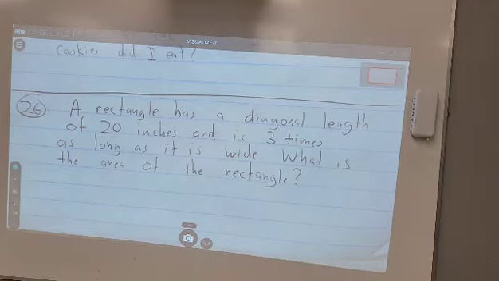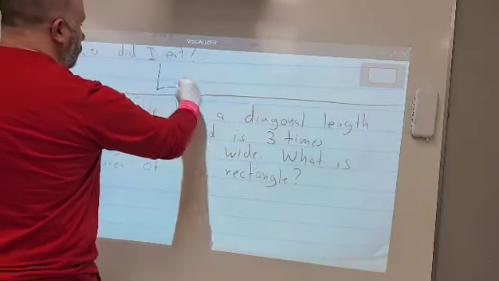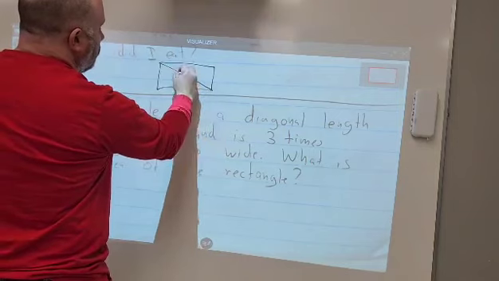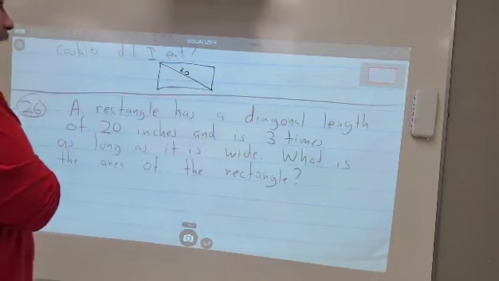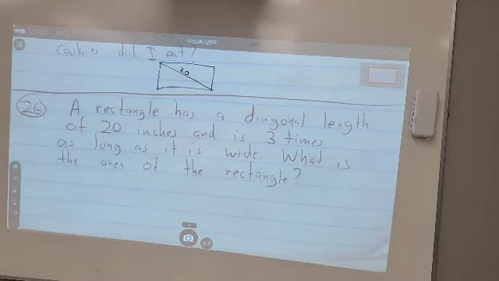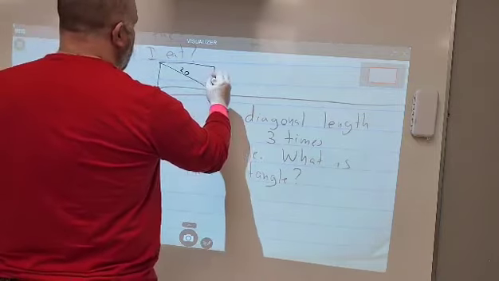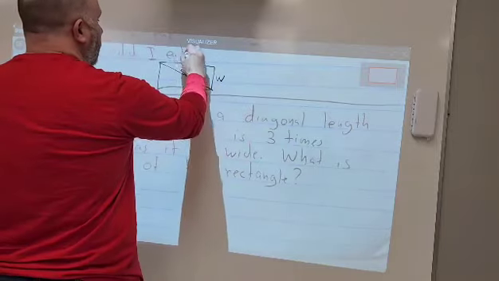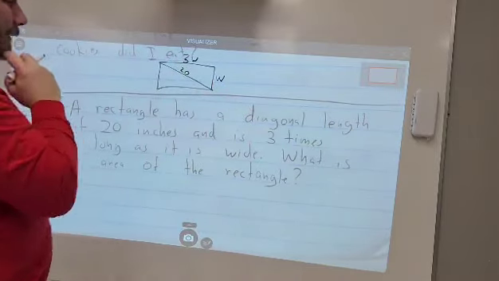Okay, but a rectangle has a diagonal length of 20. What does that mean? Well, if I have a rectangle, a diagonal length would be if you cut it diagonally. So let's say that's 20 inches. I meant to say, and the length is 3 times as long as it is wide. So let's say the width is W, and the length is going to be 3 times that.